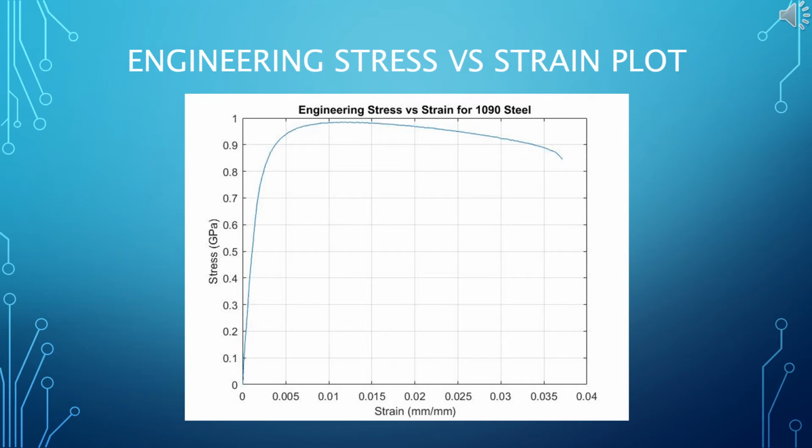Using the measured initial gauge length and cross-sectional area, we can convert load versus extension into engineering stress versus strain. Note that the stress is now given in gigapascals and the strain is given in dimensionless units and not as a percent.